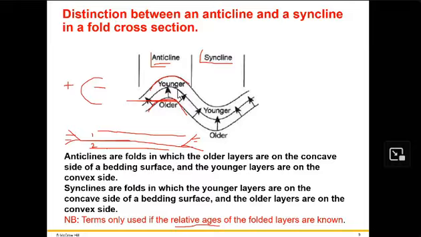But we can only say this because we know the relative ages of the layers, which one is older and younger. On the other side, if we look at this example here, you can see now that the younger beds are on the inside of the C, and the older beds are on the outside of the C, which is the convex side. So that means that this is now a syncline.